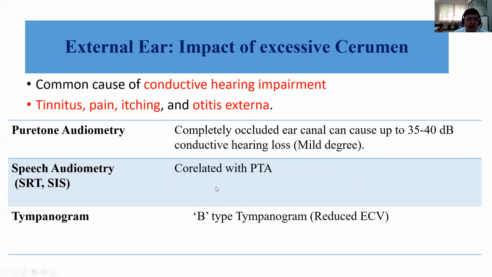Now let's have a look at, as I said, the different pathological conditions in the external ear, middle ear, inner ear, auditory nerve and above, and the audiological findings. How do we go about it?